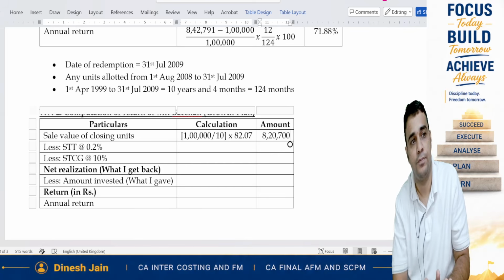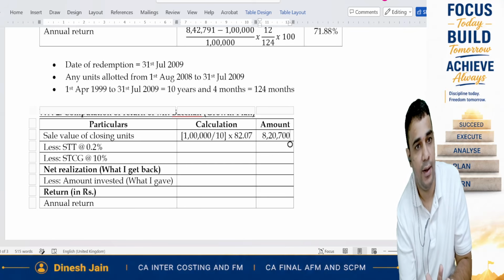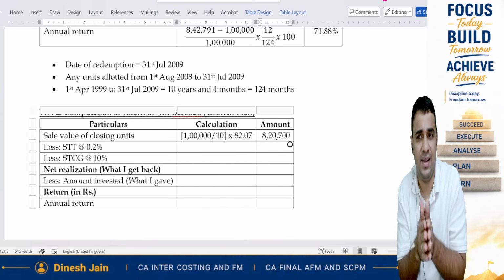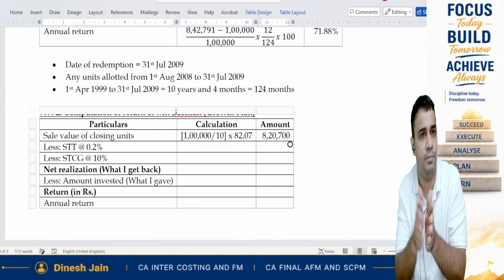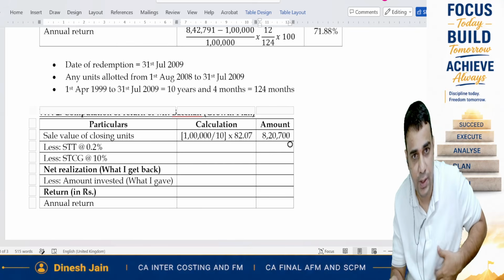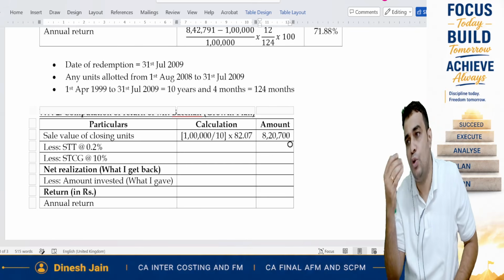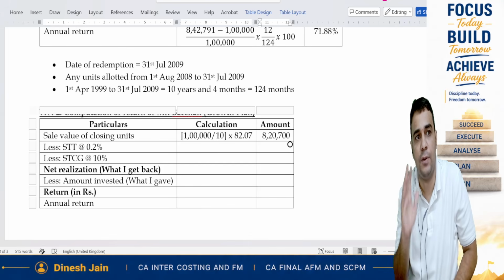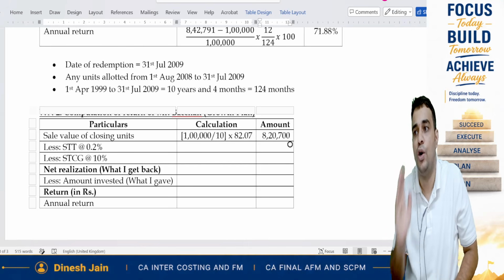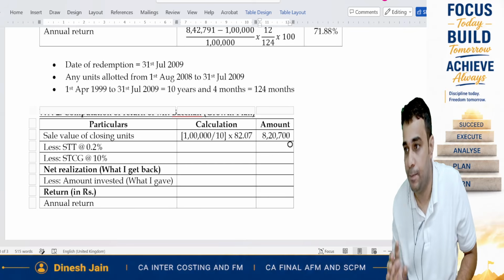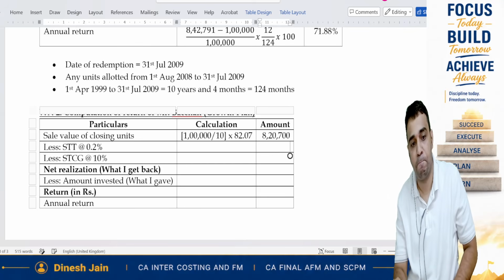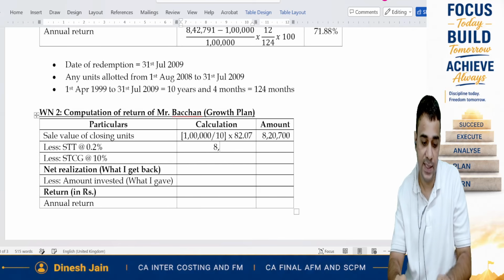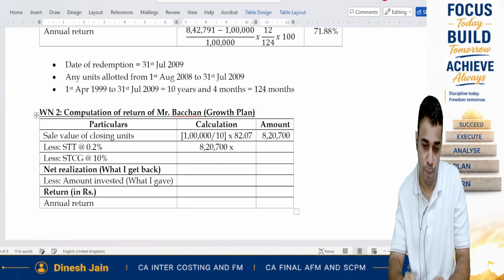82,700. There's nothing here. You can try doing on your own also. I will keep explaining. I've been repeating this from the beginning: try doing on your own in the class as much as possible. 82,700. STT into 0.2%.